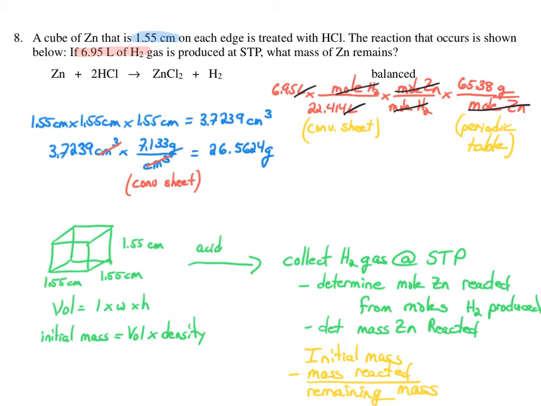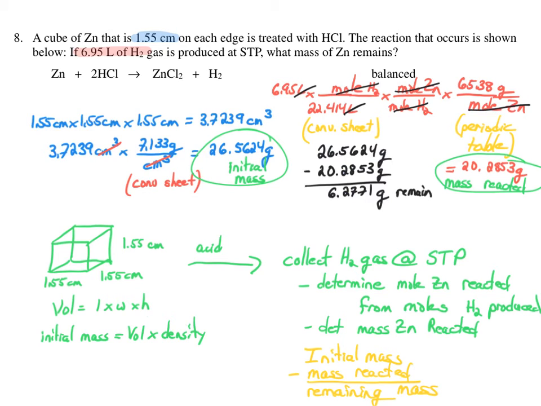We can multiply by the atomic weight of zinc that we get from the periodic table to get the grams of zinc that have reacted. So now we have our initial mass. We have our mass that reacted. We subtract to find the mass remaining. So we have our calculator answer.